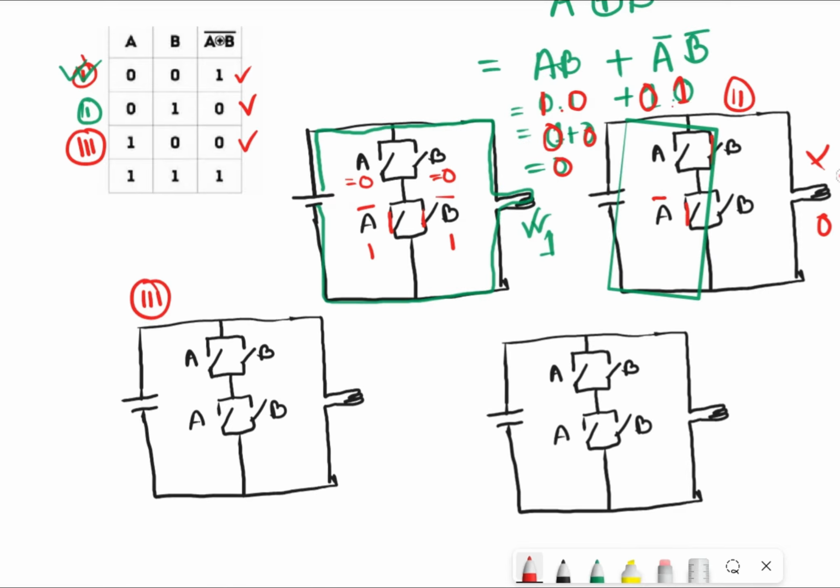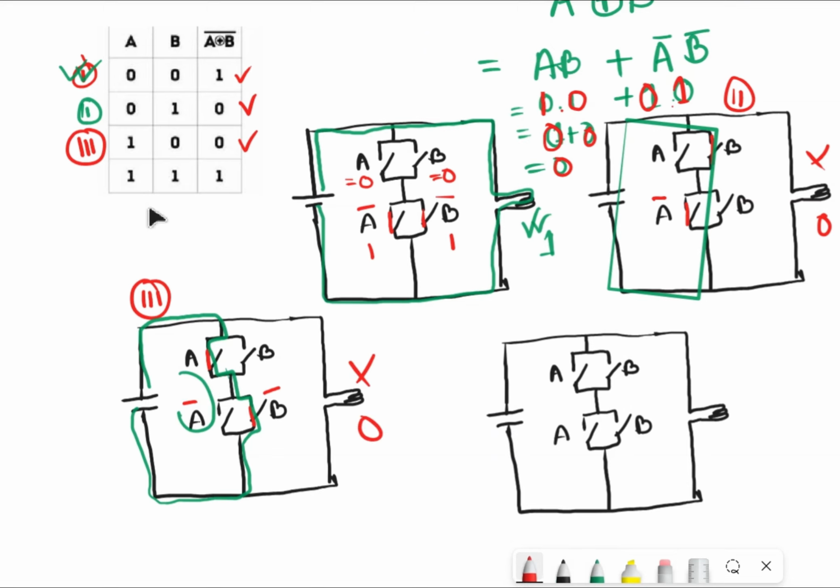So A is 1, so let's connect this one. B is 0, so it is open, and A bar is open, but B bar is 1, so this is connected. Now the current is circulated through this direction. So this is a complete circuit, and the current will flow through this loop, so there will be no current flow through the bulb. As a result, this will be 0.